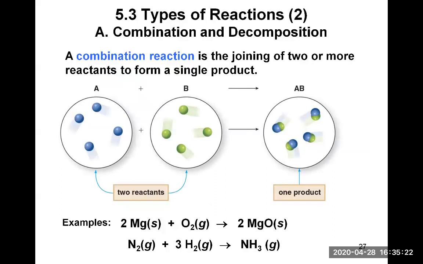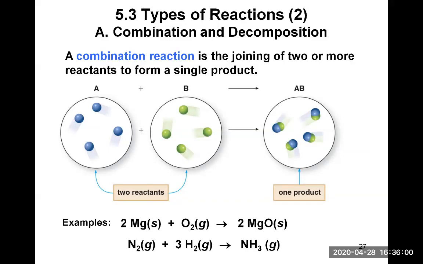So a combination reaction is the joining of two or more reactants to form a single product. The key to recognize a combination reaction is to see that you have two reactants and only one product. Those two reactants will combine to make a bigger molecule, if you will. For example, when we have magnesium being burned in oxygen, you have magnesium and oxygen as reactants, and you're forming magnesium oxide, one product.